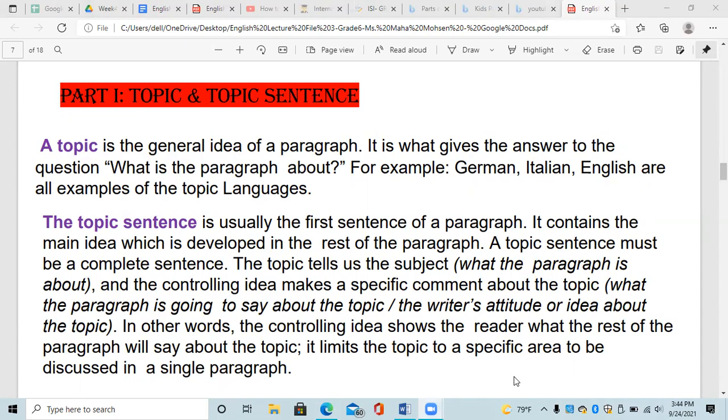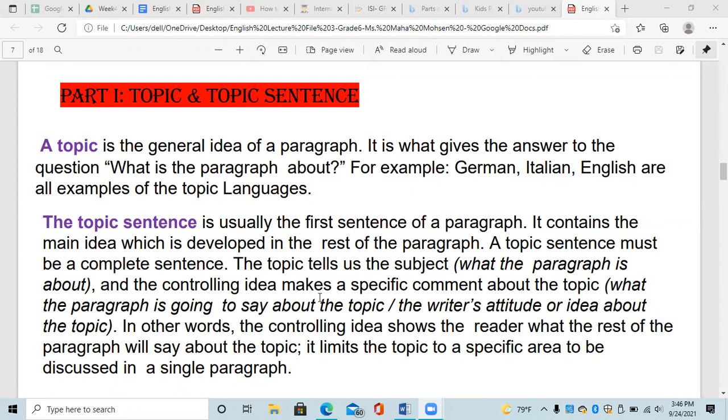The topic sentence. So the topic sentence is usually the first sentence of a paragraph. It contains the main idea, which is developed in the rest of the paragraph. The main idea about the bicycle being so beneficial for people for different reasons. A topic sentence must be a complete sentence, of course. You remember we talked about complete sentences before. The topic tells us the subject, which means what the paragraph is about, which is in the example, the bicycles.